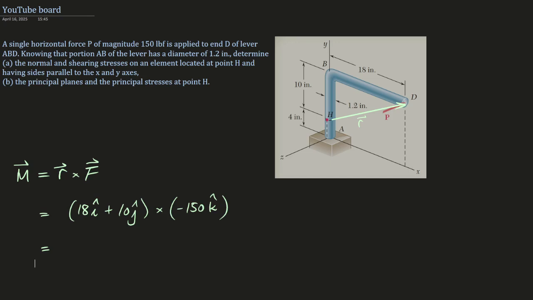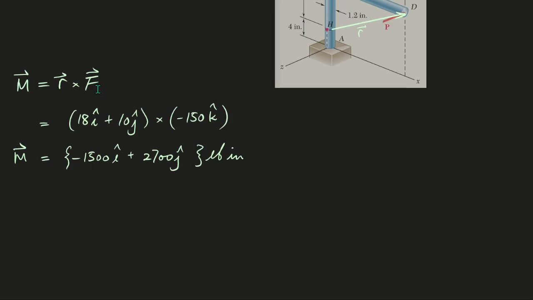Now you will do your cross product on your calculator or in whatever magical way you can think of, and you should get negative 1500 in the i plus 2700 in the j, units in pound inch. That's your M vector. Now I want to classify each element in this vector. So I look at the first one. That's M in the x direction. It's a bending moment. And here's the M in the y direction.